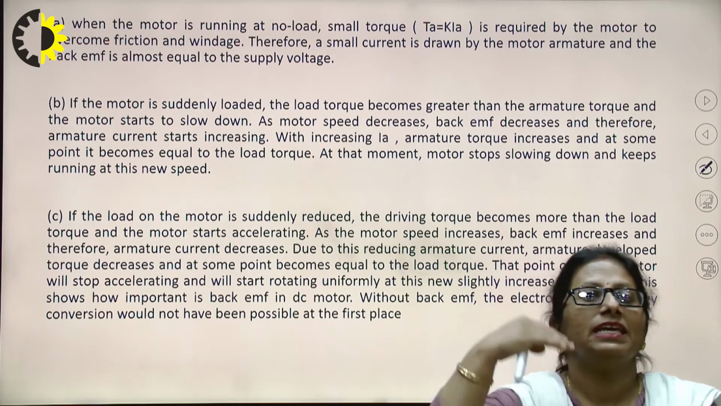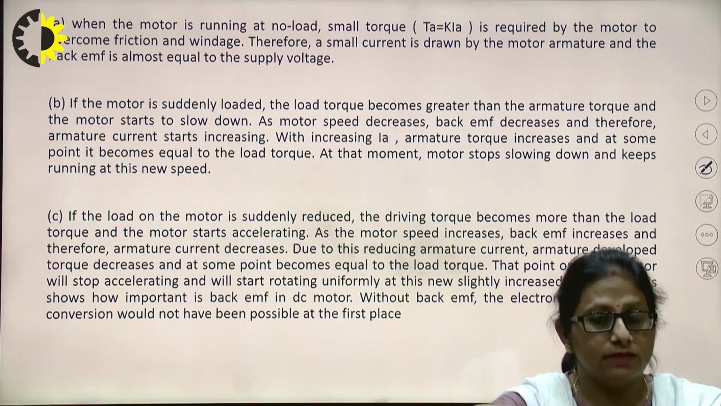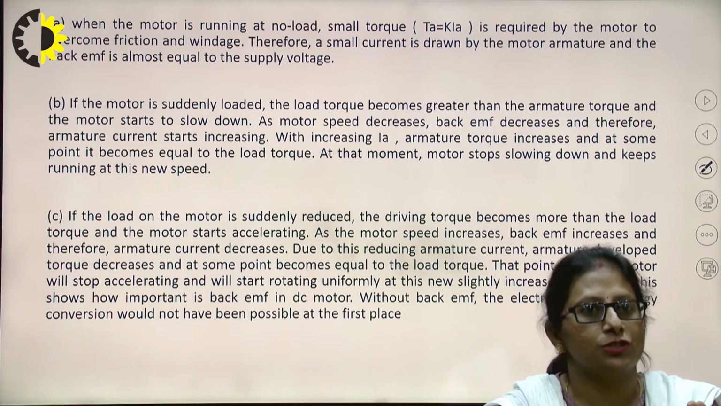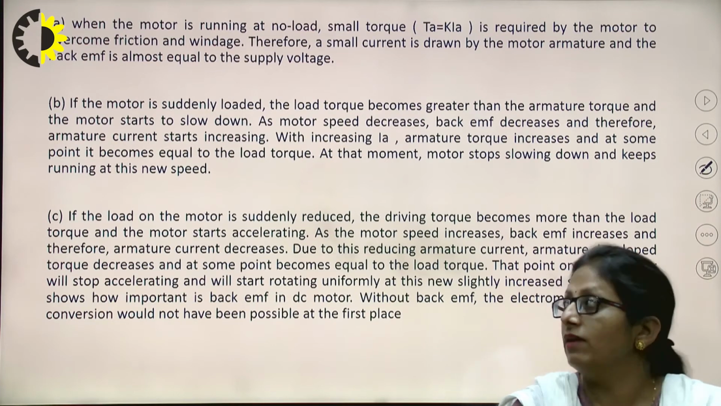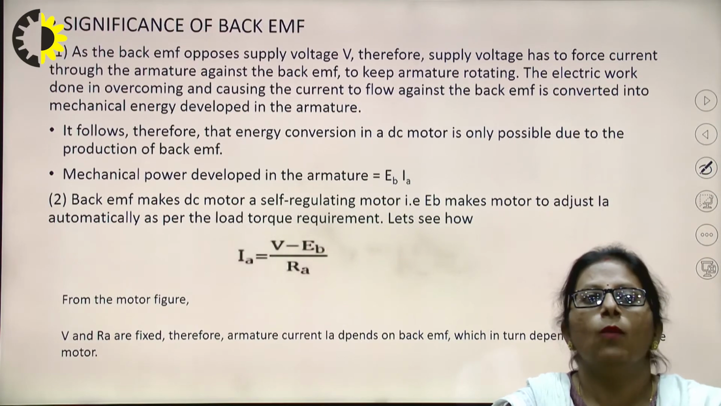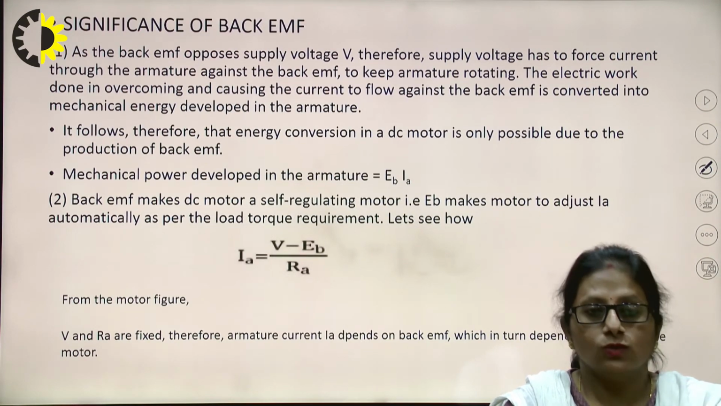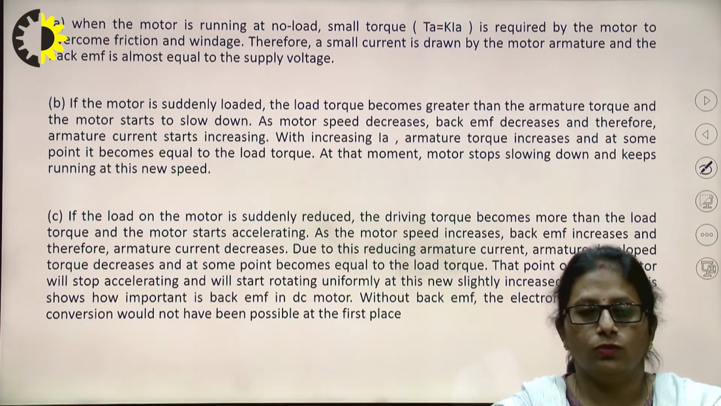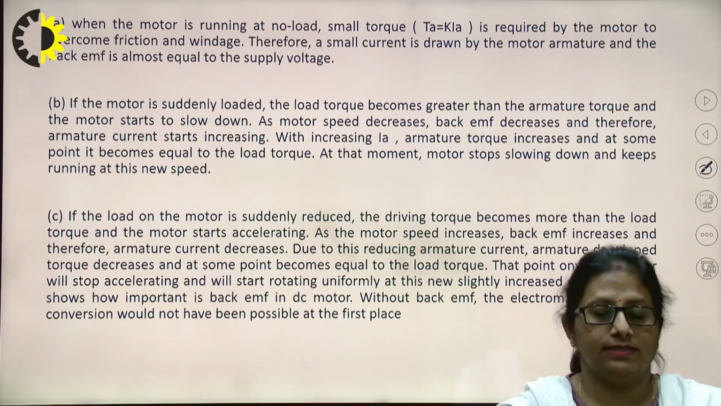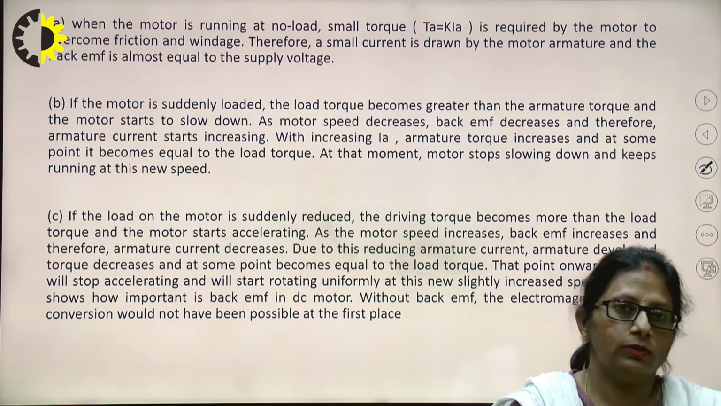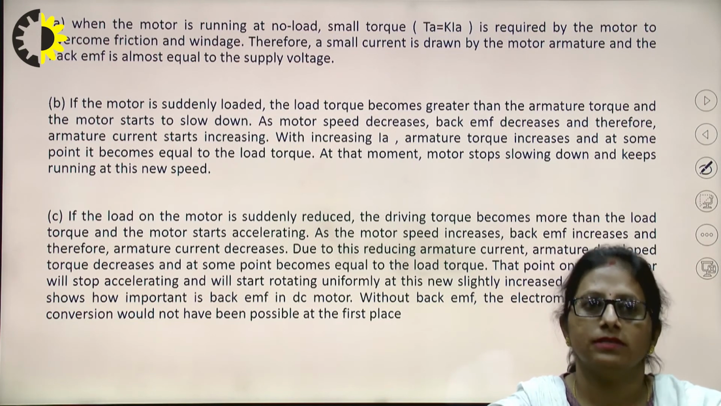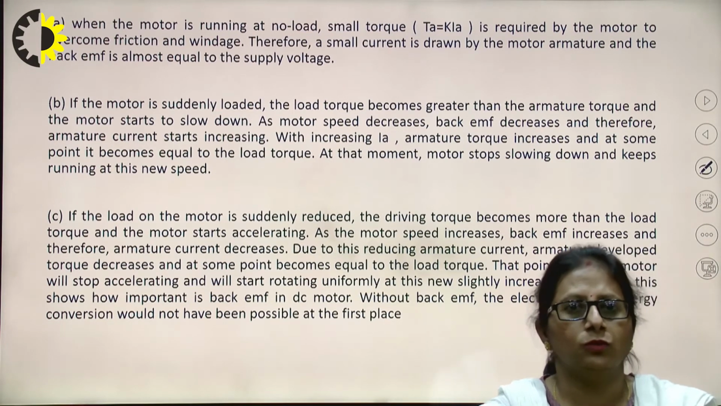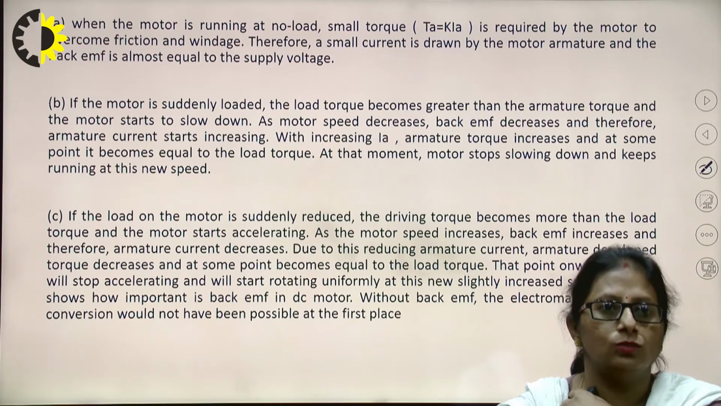As the motor speed decreases, the back EMF also decreases and therefore the armature current starts increasing. We have seen the relationship, right? The armature current is given by V minus EB upon RA. So with a sudden increase in the load, the motor speed is obviously going to decrease. With that, the back EMF, because it is directly proportional to the speed, is also going to decrease and therefore the armature current starts increasing. With the increase in the armature current, the armature torque increases, right? It's directly proportional. And at some point, it becomes equal to the load torque.